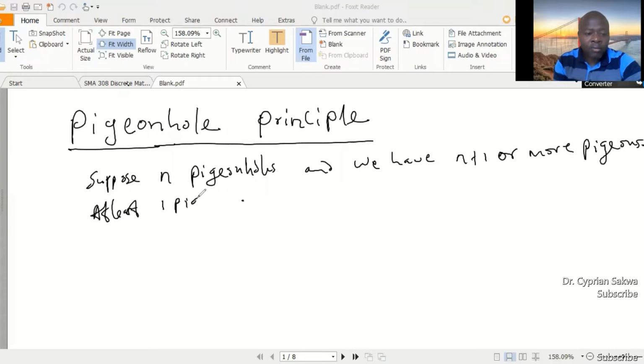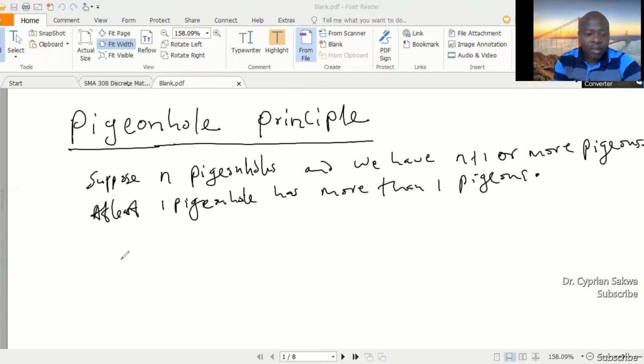one pigeonhole has more than one pigeon, because the number of pigeons is more than the number of pigeonholes. So if all of them go into the n pigeonholes, then at least one pigeonhole would contain more than one pigeon. So that is what the pigeonhole principle states.